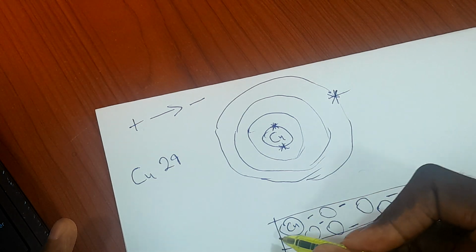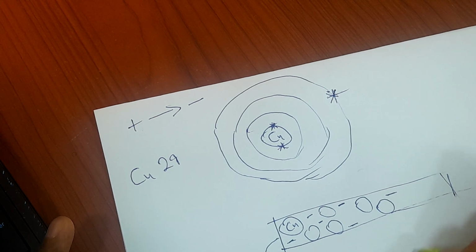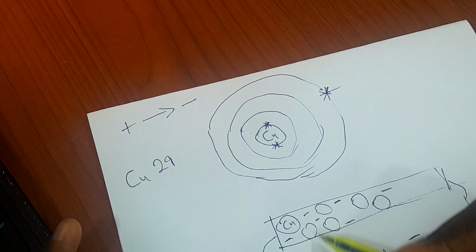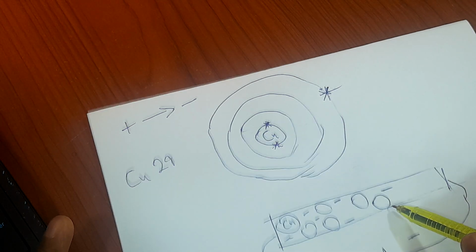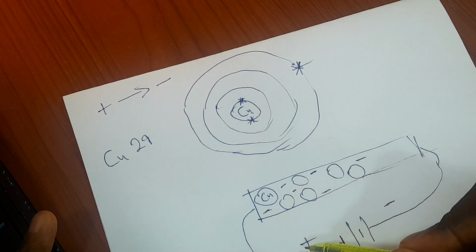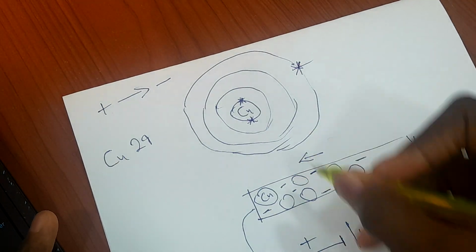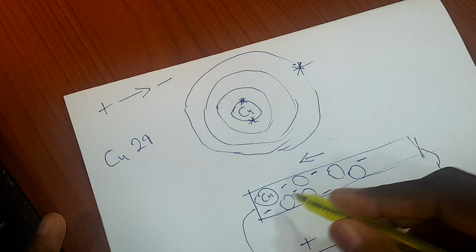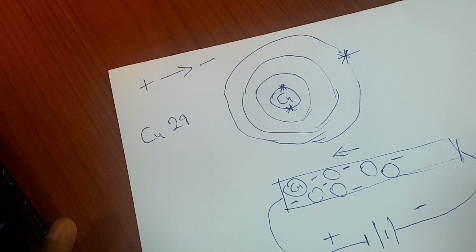What happens is if this is connected to, let's say, some battery, the negative charges, the electrons, are attracted to the positive. And you notice electrons are actually moving this way and not the other way as we visualized here. So I explain it this way.